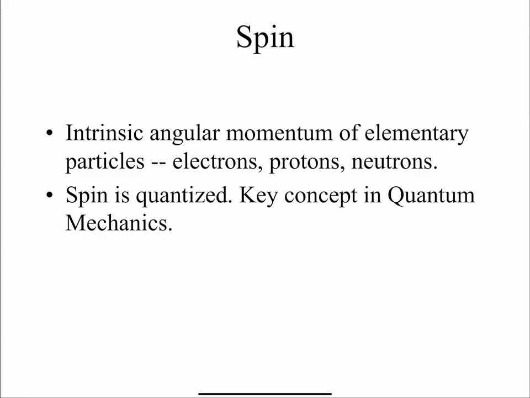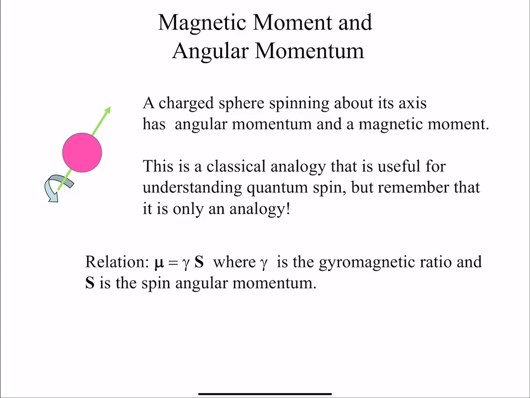The whole basis of MRI is the fact that elementary particles have this property called spin. It's a fundamental concept in quantum mechanics. But for the purpose of this course, we're just going to take a very classical view of it. This is not correct, but it's a very useful analogy.